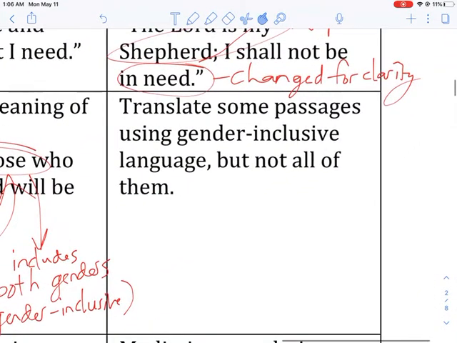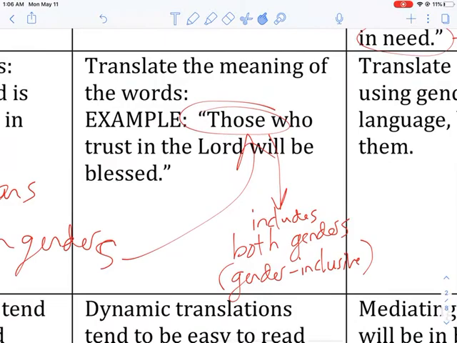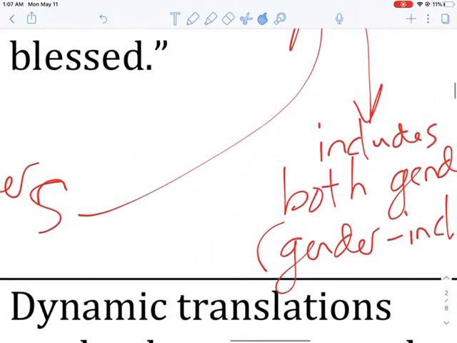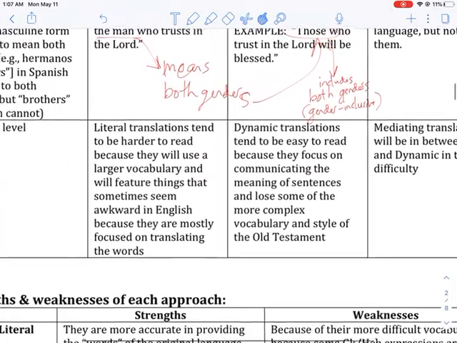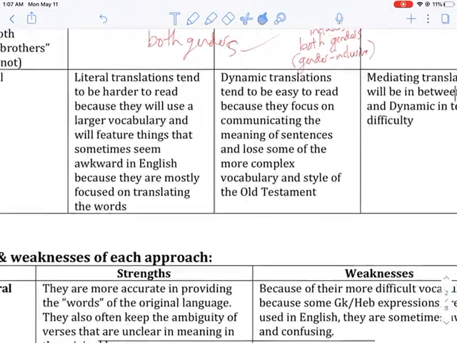How might a dynamic translate that? Well, sometimes they'll use gender inclusive language, but not in every case. So some Bible translations will always use gender inclusive language as much as possible. Mediating ones will tend to vary depending on the context of the verse and what it's trying to communicate.